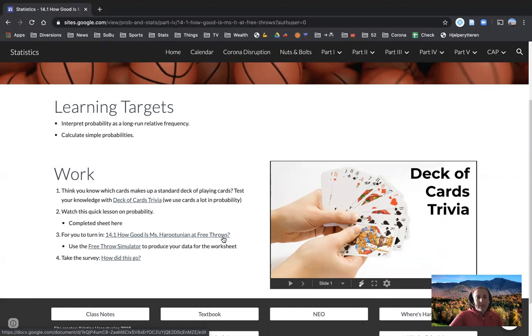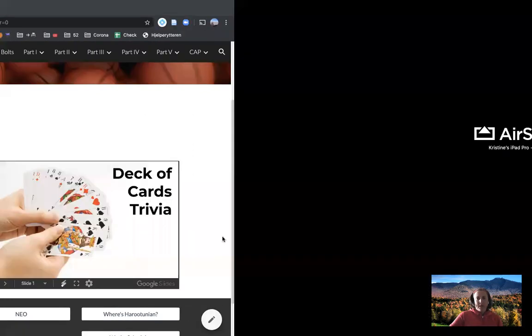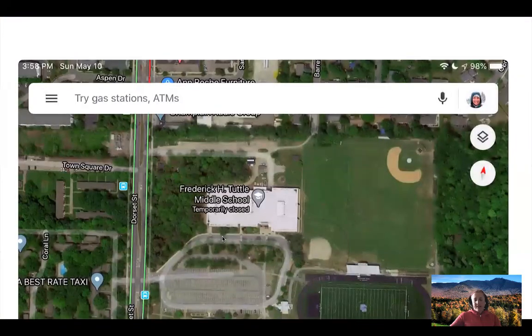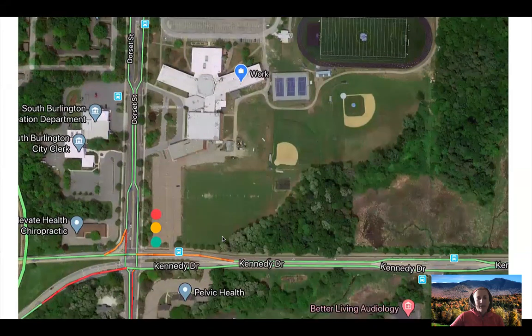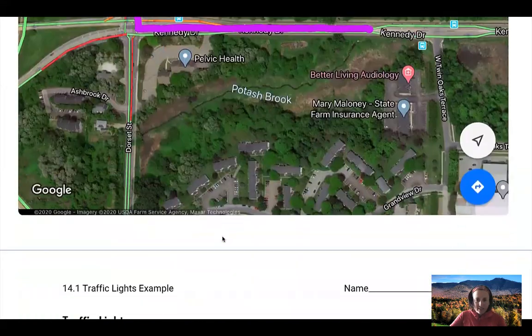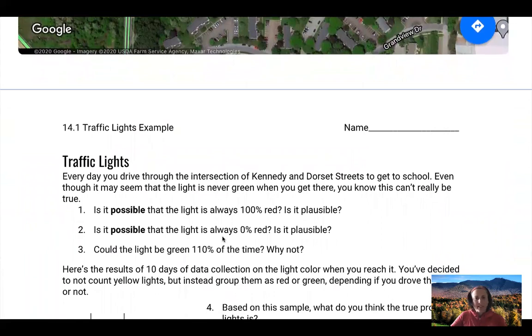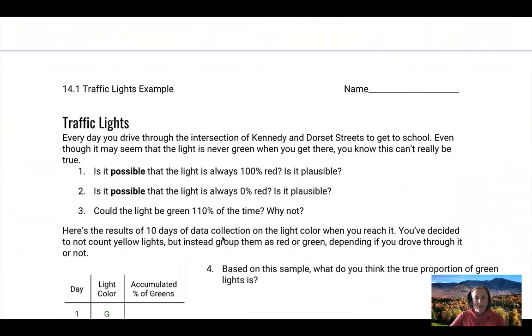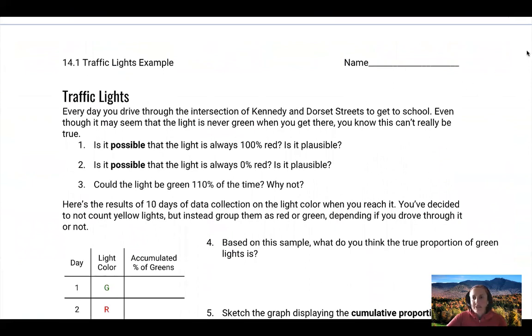For the example that I'm going to show you, let me pull up the iPad. We are going to look at the probability of a red light happening at what I assume is maybe a lot of your, or used to be your, commutes to school. So if you're driving on Kennedy Drive and then you have to make a right into the school, what's the probability that the light is either going to be red or green? This sheet is set up very similarly to the one that you're going to be doing for your homework for the week, so I thought I'd go through this so that you could understand how to do your sheet.